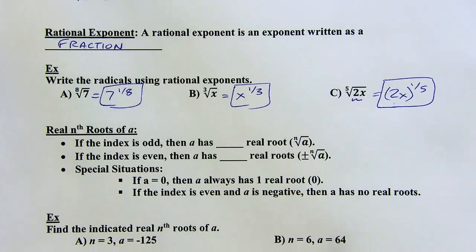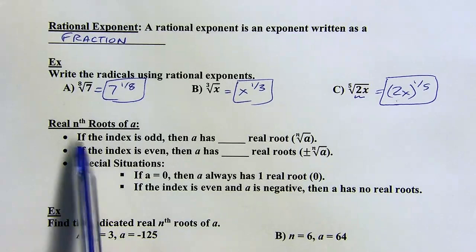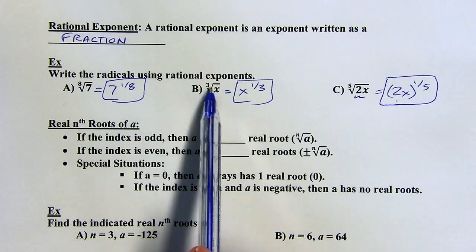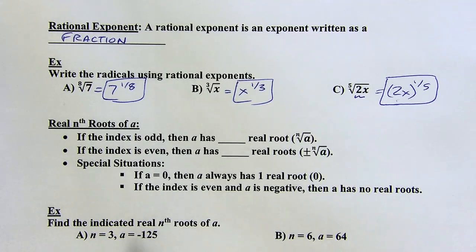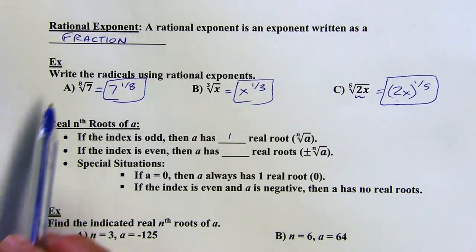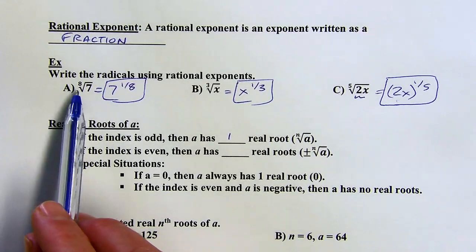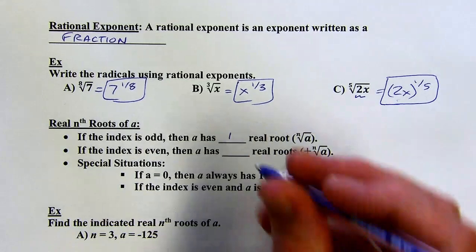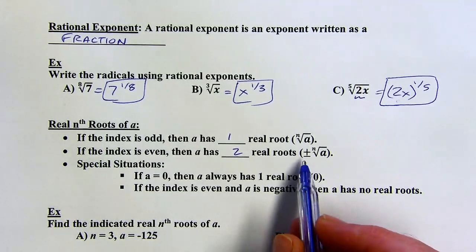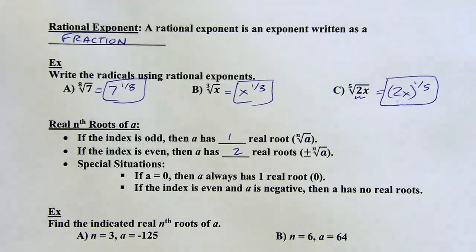Okay. All right, let's look at real nth roots of a. If the index is odd, so if I have an index of 3 or 5 or something like that, then we're going to have one real root. But if you have an even index, like an 8th root or a square root or a 4th root, there are going to be 2 real roots. You're going to have a positive root and a negative one. That's why that plus minus symbol is there.